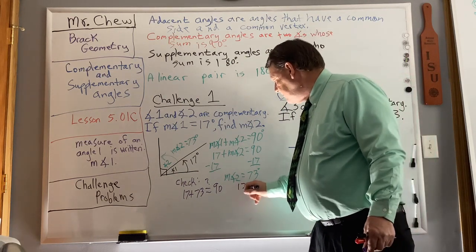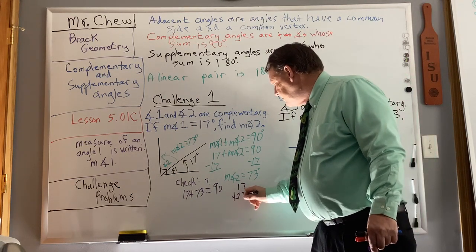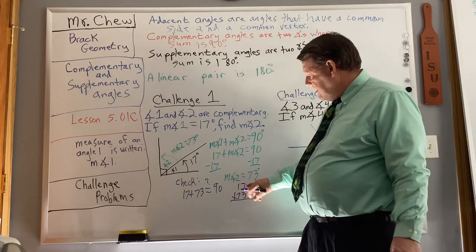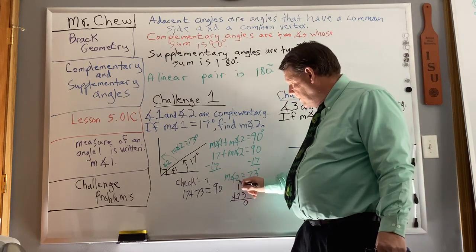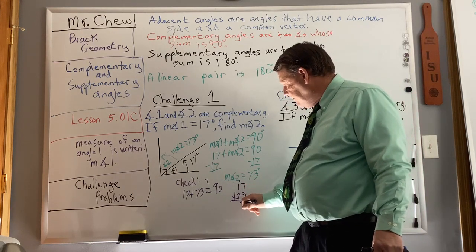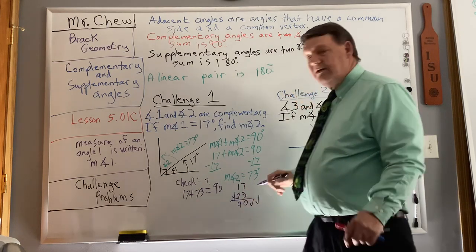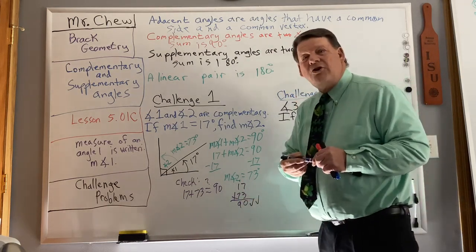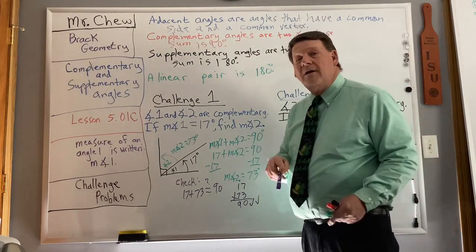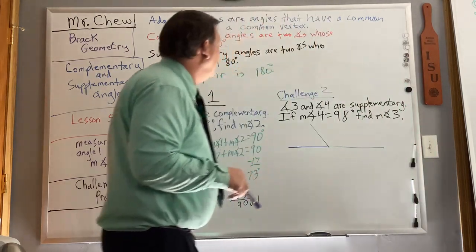So I take my 17 plus my 73 and add. 7 plus 3 is 10, carry the 1. 1 plus 1 is 2, plus 7 is 9, so 90. We did it right. So how did you do? Did you do that one right? I hope you did, because it's not that hard.